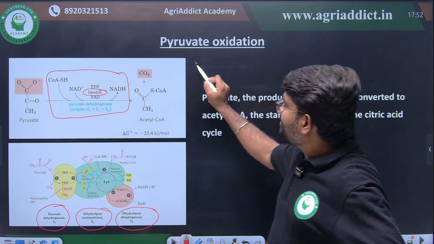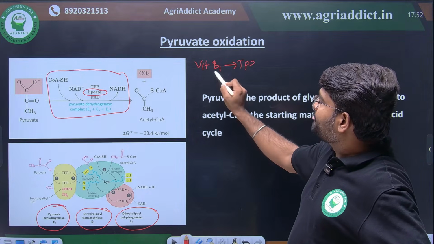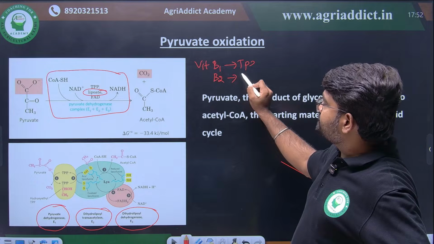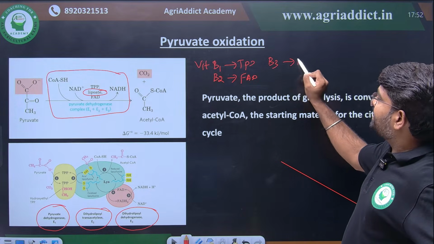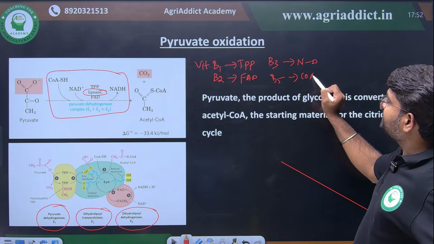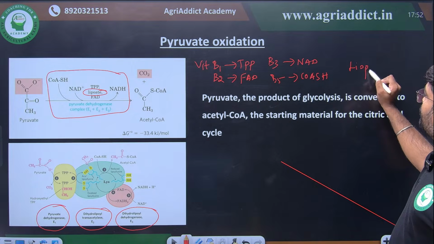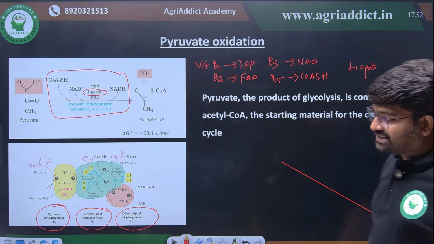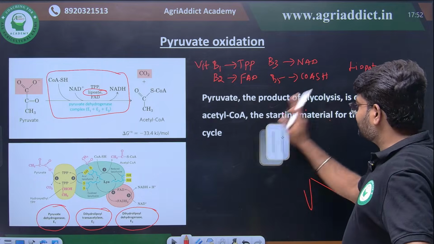Vitamin B1 is required, that is TPP. B2 will be required, that is FAD. B3, NAD will be the cofactor. B5 for CoA. Apart from that, lipoic acid will be there, that is lipoate. These are the cofactors required for the pyruvate dehydrogenase complex.